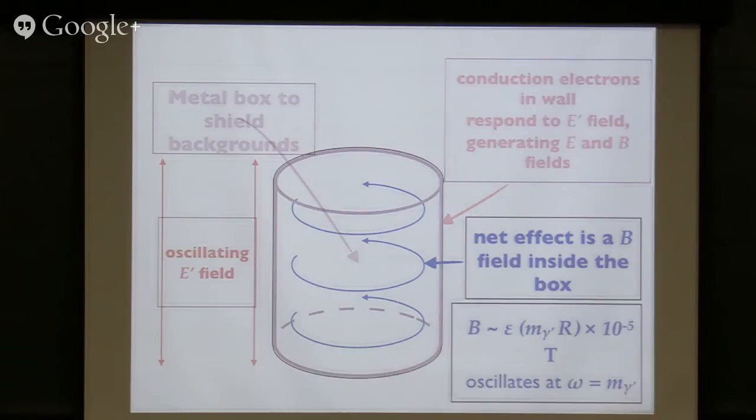And what you effectively find is that inside this box, this E prime field gets converted to a real magnetic field, a magnetic field of normal electromagnetism, except it's suppressed by this mass times the size of the box. So similarly, when the mass goes to zero, the entire effect has to decouple. That's basically how you see that. But what this therefore looks like is that inside the shield, this is a time-varying, local, global magnetic field. So if you stick an inductor in there, that will get excited. And if you have a capacitor and you tune correctly, you can get a resonance.